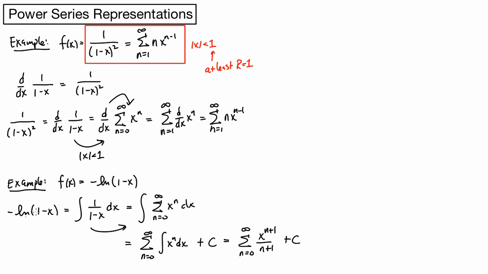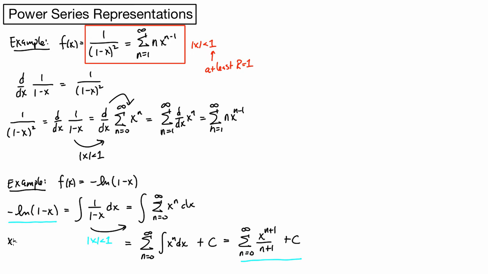So this function, minus natural log of 1 minus x, is equivalent to this power series, as long as the absolute value of x stays less than 1. Okay, but does it really have to stay less than 1?